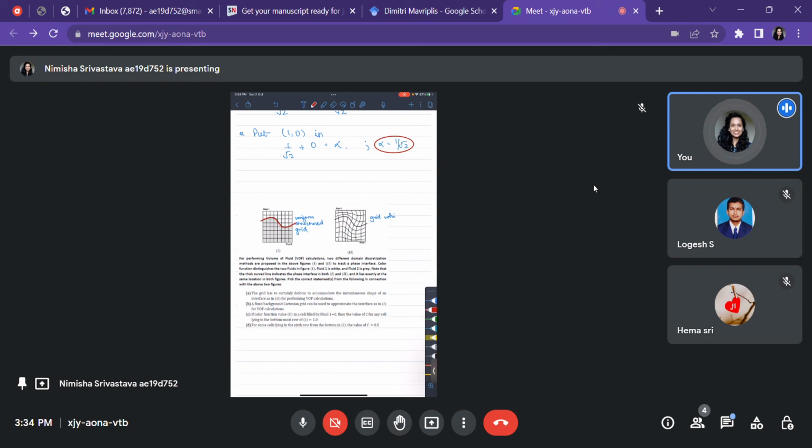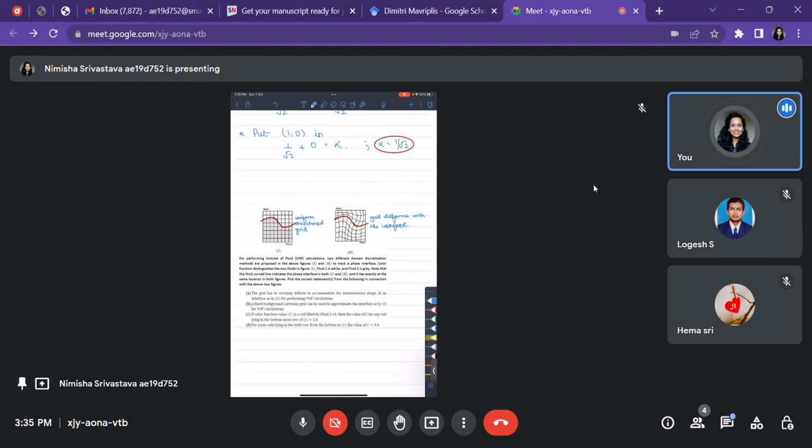So in discretization technique number 1, the cells all look uniform. They don't really match the interface in any way. But in method 2, your cell faces, like the cell boundaries, are aligned with the interface. So this grid deforms with the interface. This also has its own value, but let's see what the question is asking us.